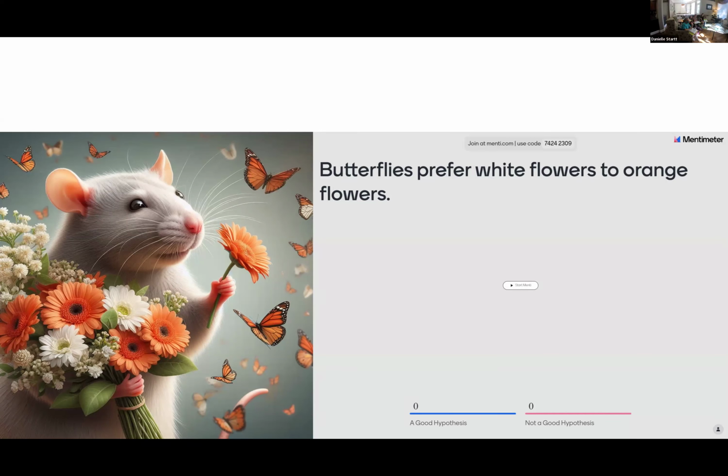I have an idea of how to make it a better hypothesis. There are lots of species of butterflies. You could say all butterflies prefer white flowers to orange flowers. But what if you tested only monarch butterflies? That would be a little more specific, right? Okay, so there are ways to test this one. Could you repeat it?